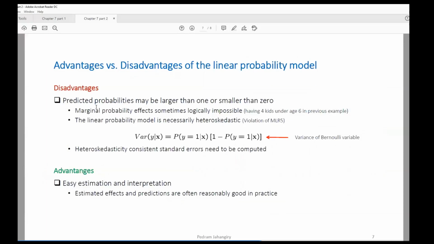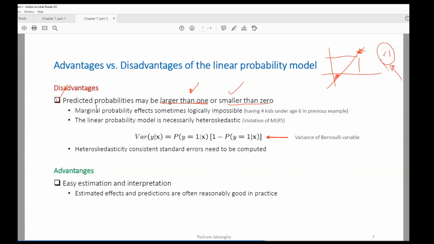All right, so a couple more slides, advantages and disadvantages of the linear probability model, and then we're done. So what are the disadvantages? We already talked about one of them. Predicted probabilities may be larger than 1 or smaller than 0. So this is a disadvantage of using the linear probability model. How can I deal with that? I need to count the number of predictions that are less than 0 and greater than 1. If it is less than 1% of the data, it's fine. We're going to throw away that 1% of the data and stick to the model. So this is no big deal.